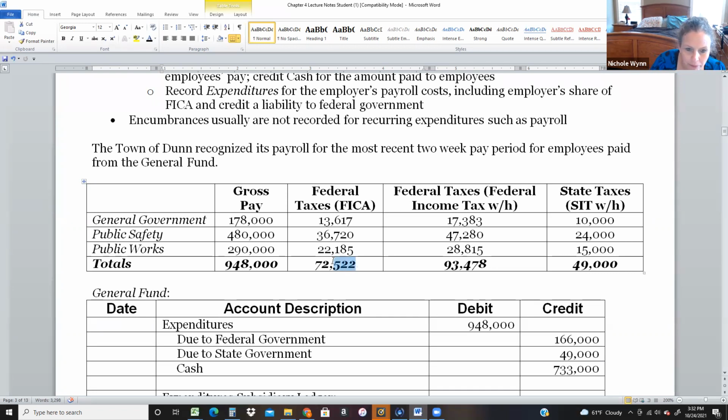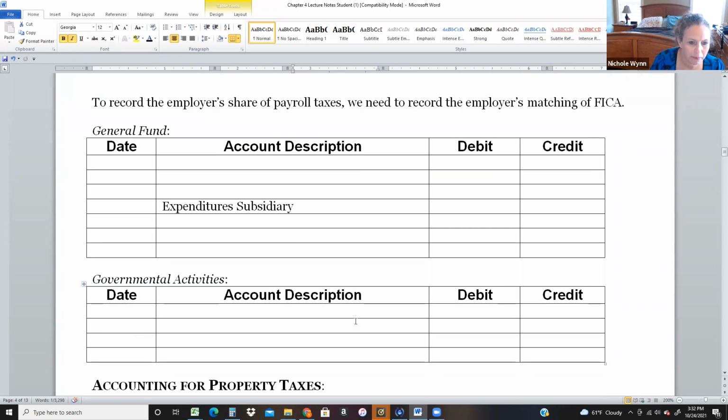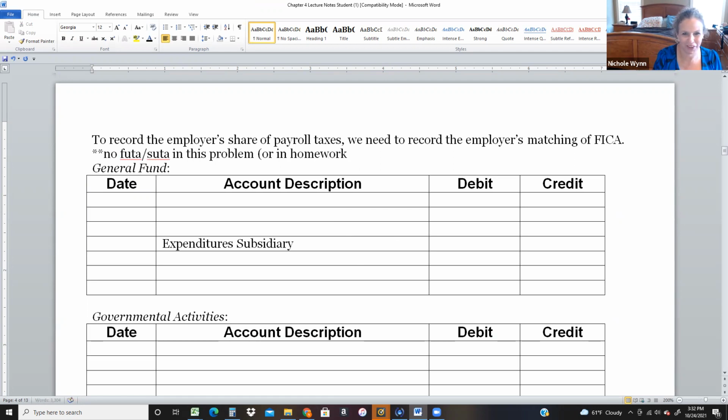We also need to record any FUTA or SUTA, but I don't think I have any FUTA or SUTA here. There's no mention of FUTA or SUTA, so I'm not going to worry about it. If there was FUTA and SUTA, we would have to record that, but there is no FUTA, SUTA in this problem or in homework, okay?